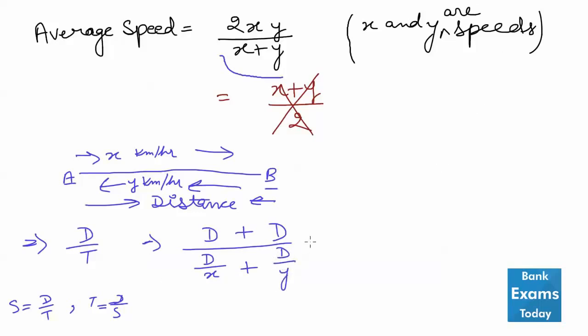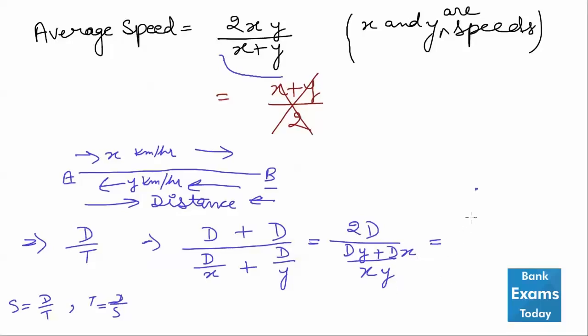So it becomes 2D over Dy plus Dx over xy. So it becomes 2D over D, which is common here, y plus x, and taking xy above. So D is cancelled here. So what comes out?